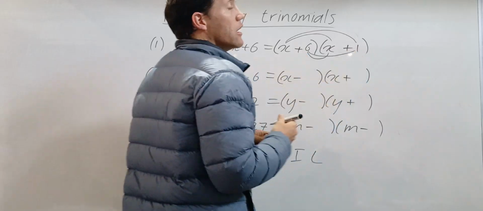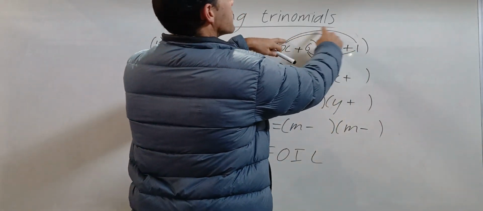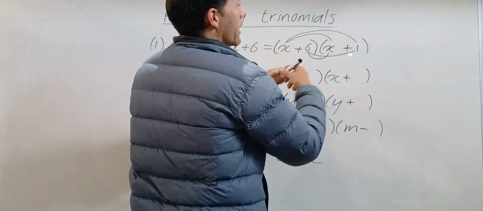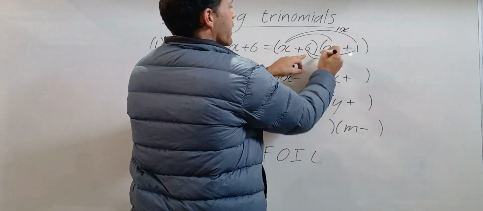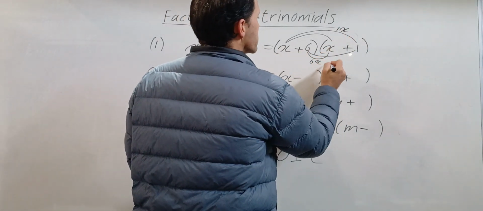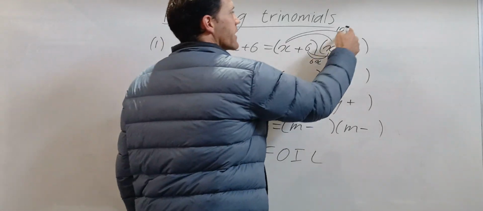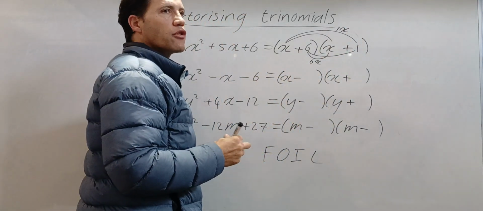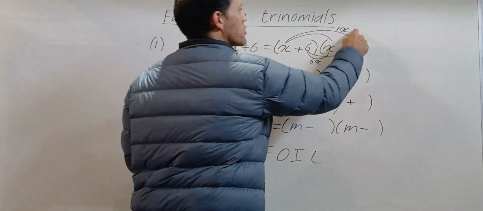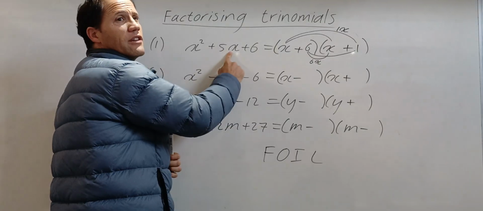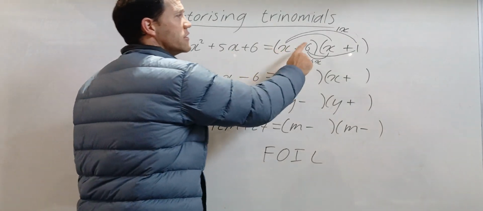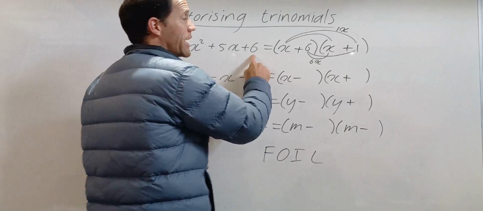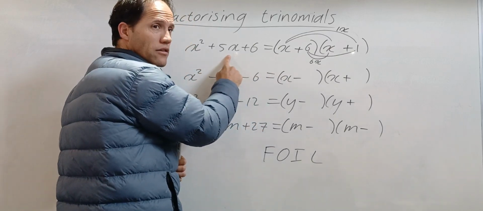The last ones. So when I multiply the x times the 1, what is x times 1? It's 1x. And what is 6 times x? It's 6x. So what's going to happen when I say 6x plus 1x? For the middle term, it gives you 7x. 6 plus 1 is 7. But this one is not 7. This one is 5. So then you can say, okay, no. 6 times 1 gives you 6, but it doesn't give you 5x in the middle.